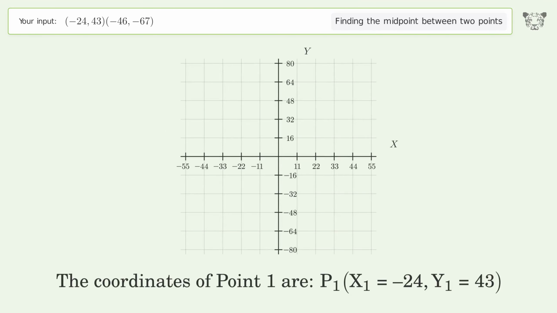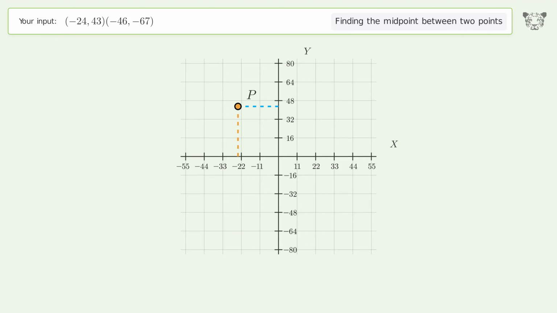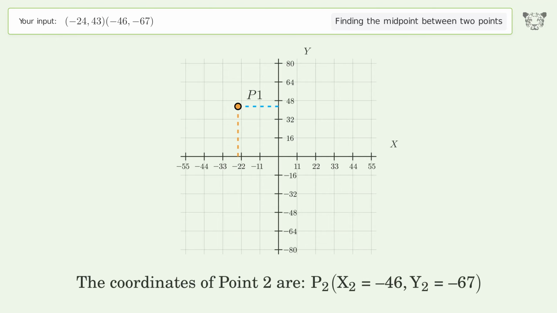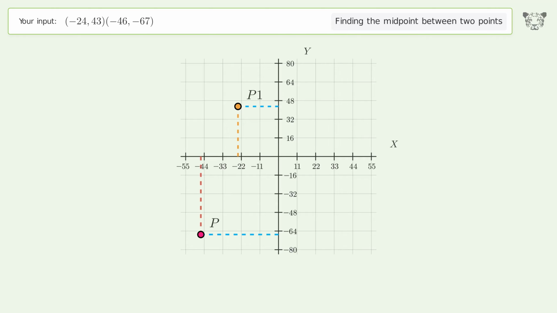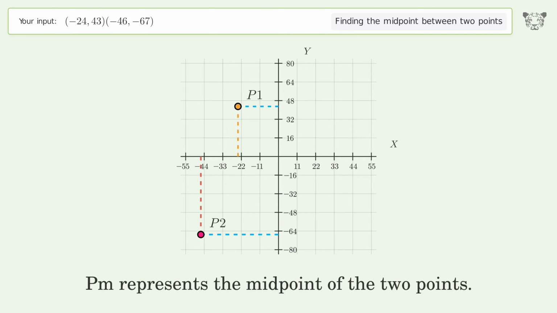The coordinates of point 1 are, x1 equals -24, y1 equals 43. The coordinates of point 2 are, x2 equals -46, y2 equals -67. PM represents the midpoint of the 2 points.